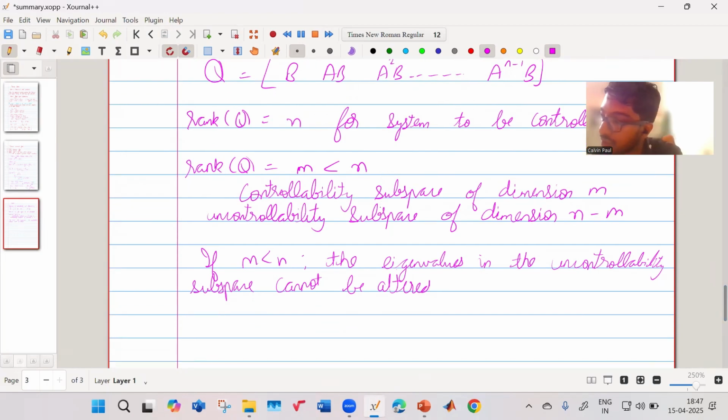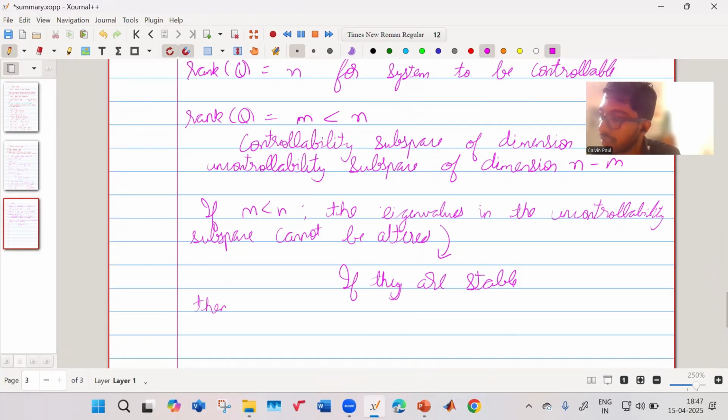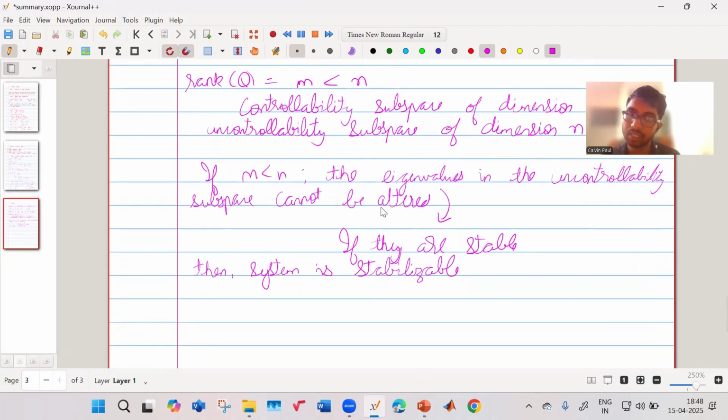So what happens is, if these uncontrollable eigenvalues are stable, then we can say that the system is stabilizable. The system is not controllable in this case, but it is stabilizable. This happens only when the uncontrollable modes are stable. We cannot change those eigenvalues of the closed loop system, but since they are stable, their dynamics will decay to zero as time t tends to infinity. We will not always get the response we want, but we can be rest assured that we can stabilize the system.